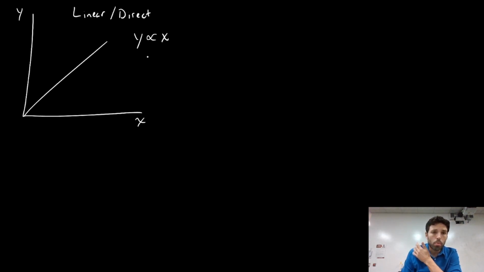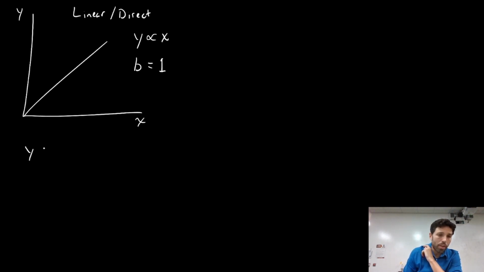I also want to remind you that you can know two variables are related this way if you get the b value equal to 1 when you do a power regression on your calculator. If your b value is 1, then it is a direct or linear relationship.